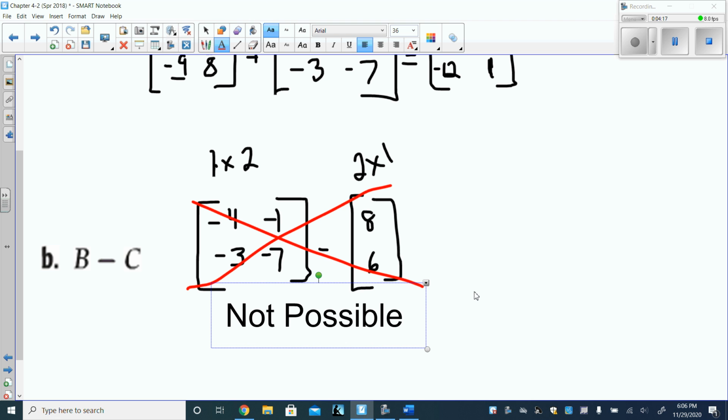The only way that we would be able to add or subtract two matrices is if they have the exact same dimensions. Now, if you tried typing this into a calculator, it would say dimension error, because the dimensions for the two matrices are not the exact same. So this here is just not possible.